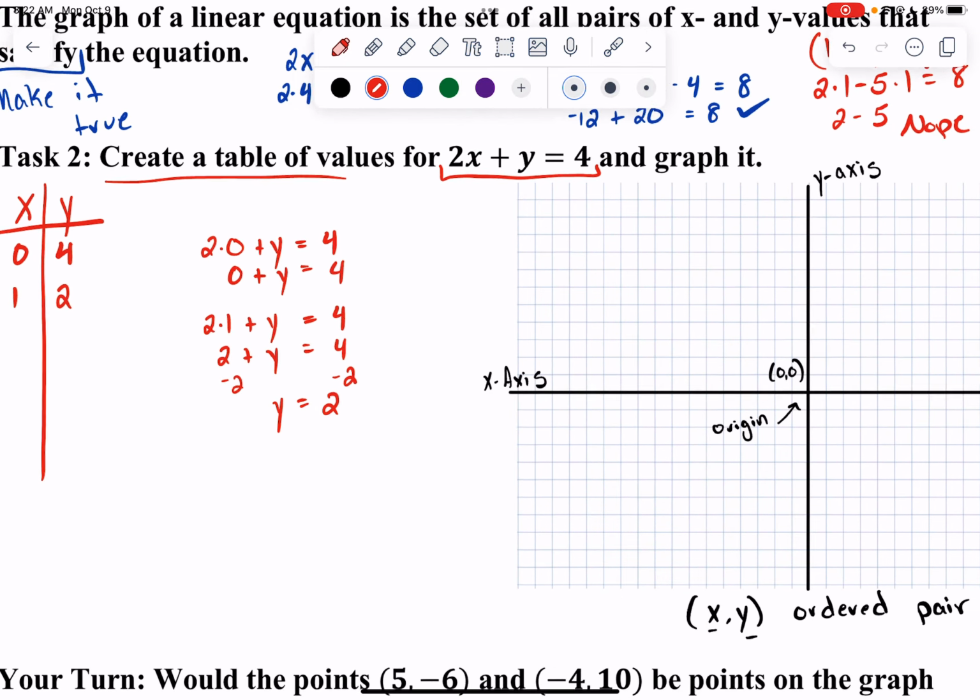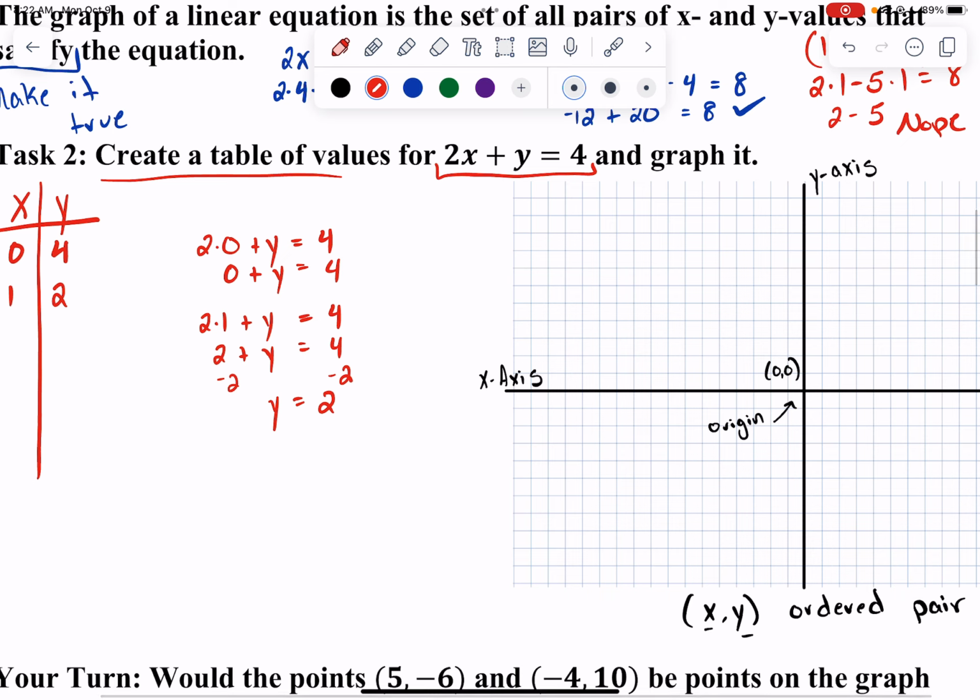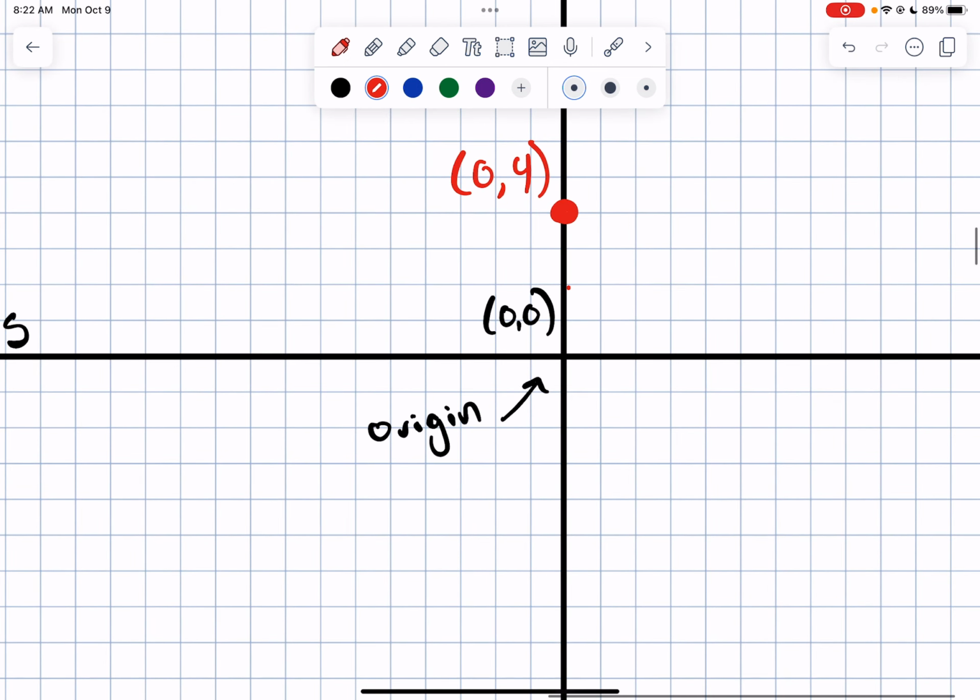I have the point (0, 4). So left and right, 0, up 1, 2, 3, 4. That's going to put me right here. There's my point (0, 4). I'm going to label it. We've got the point (1, 2). So over 1, up 1, 2. So there's my point (1, 2).